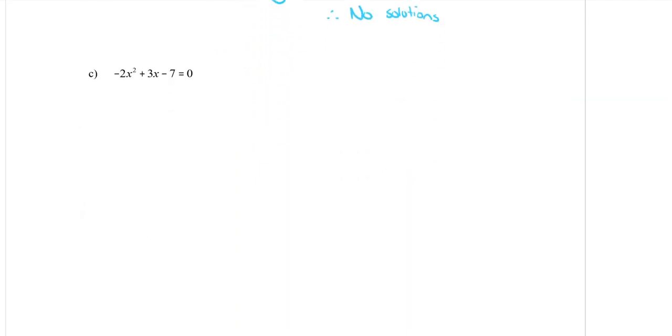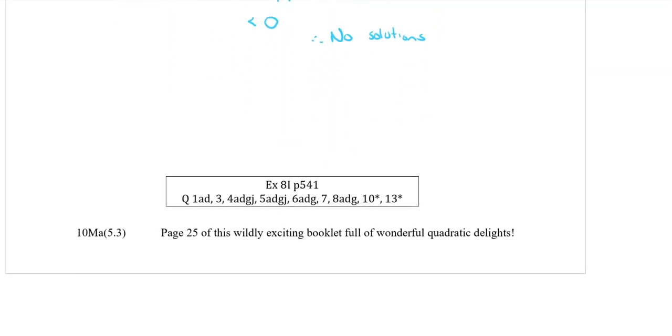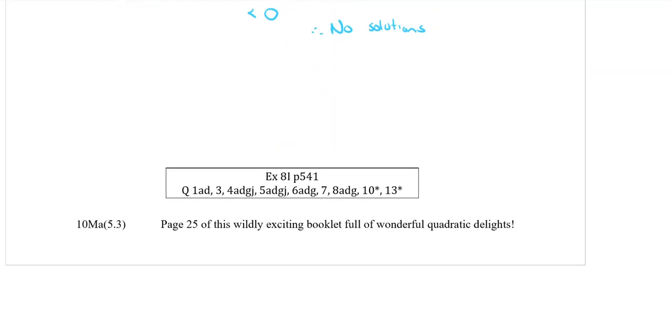Okay, part C. One more time, the discriminant is equal to b squared minus 4ac. A, b, and c from the equation, let's sub them in. b is 3, so 3 squared minus 4 times a, which is minus 2, times c, which is negative 7. That equals negative 47, which again is less than 0, which means there is no solution to that equation either. Okay, so that is it. That's the end of our exercise and also the end of our topic. So can you finish off 8i, please?